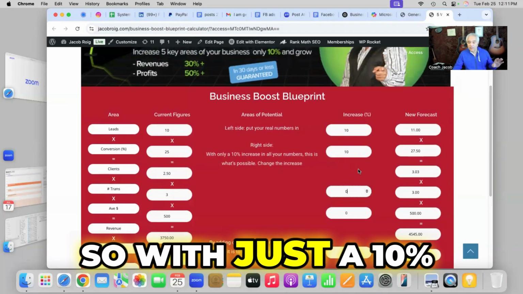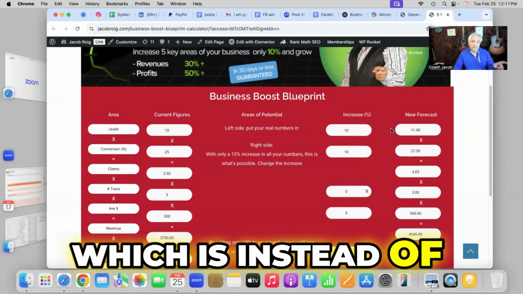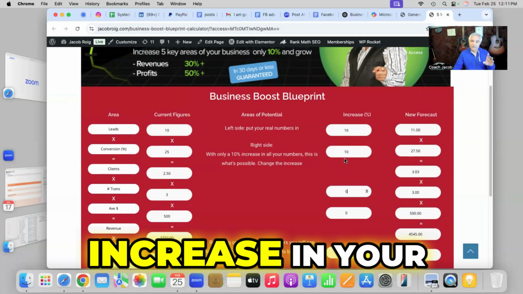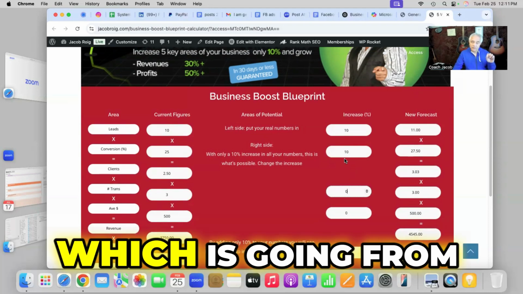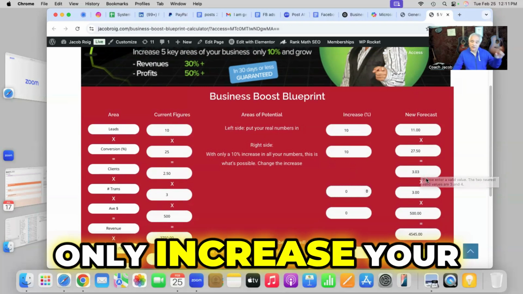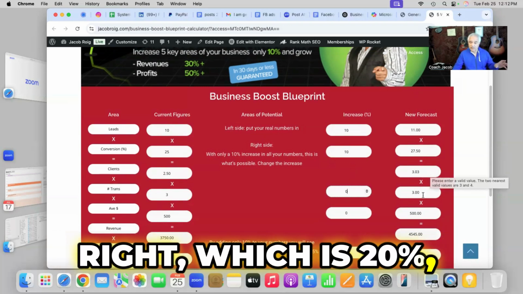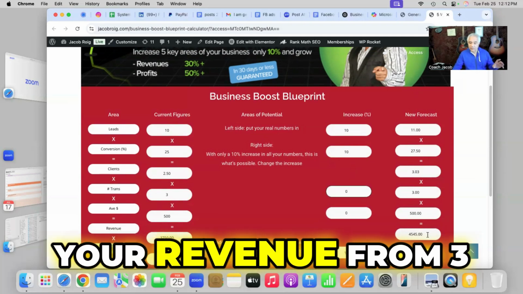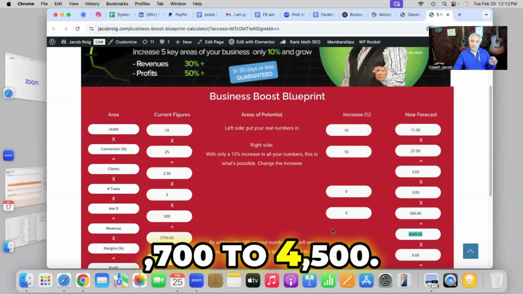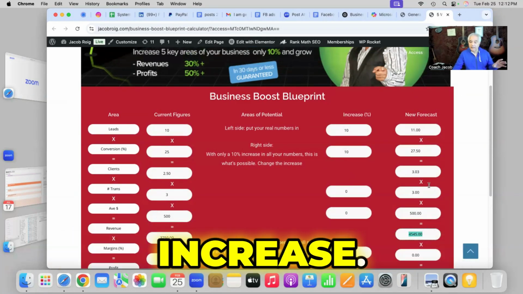So with just a 10% increase in the amount of leads that you get, which is instead of 10, you get 11 a month. And with just a 10% increase in your conversion rate, which is going from 25% to 27.5%, you not only increase your clients by over half, right, which is 20%, you're increasing your revenue from 3,700 to 4,500. That's an $800 increase. That's almost a 30% increase.